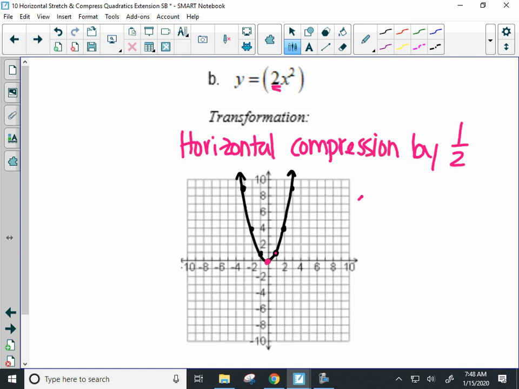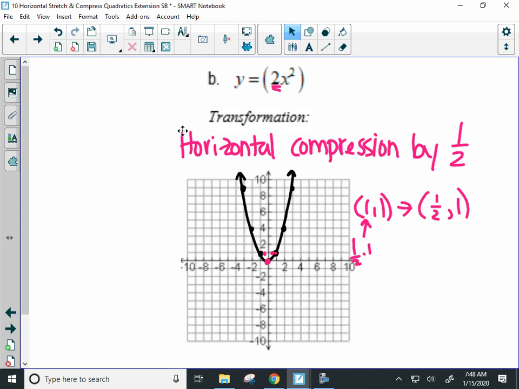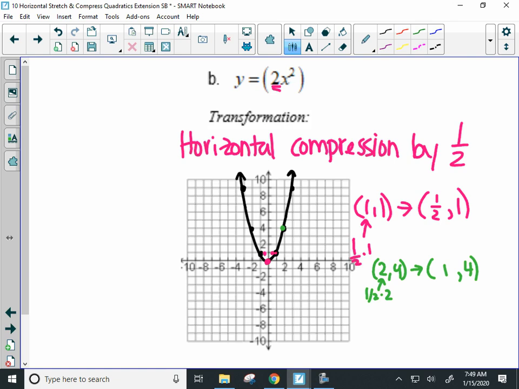So if I go up to the point 1, 1, the y stays the same. The x value gets multiplied by 1/2. So you're going to go to the point 1/2, 1. It's going to be a little squeezed in there, but you can make it work. It'll be easier with your pencil. The next point you change is 2, 4. The y stays the same. The x gets multiplied by 1/2, which will be 1. So plot point 1, 4.